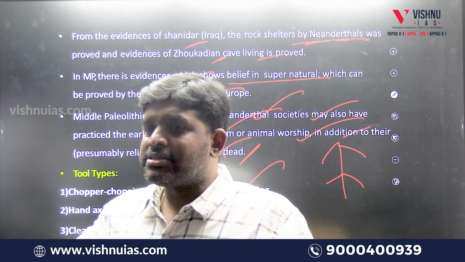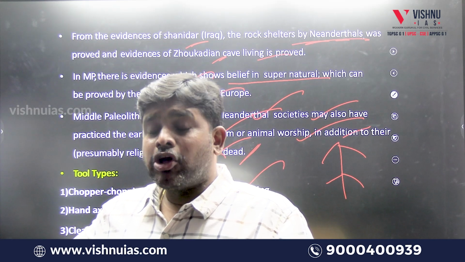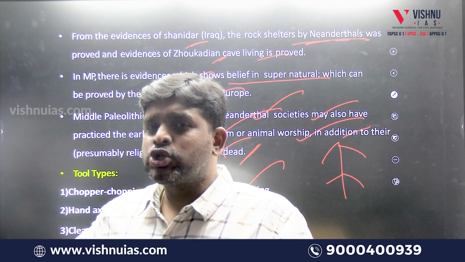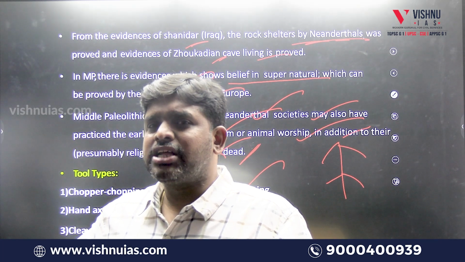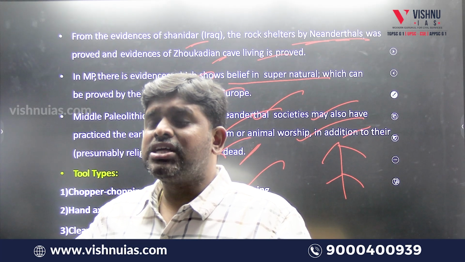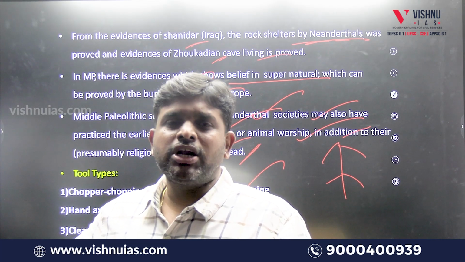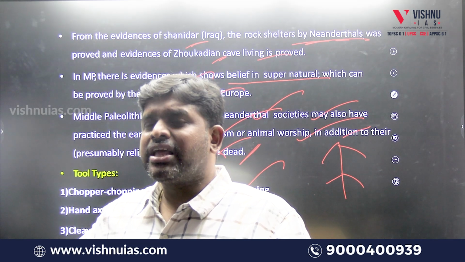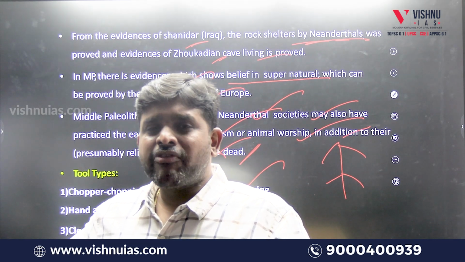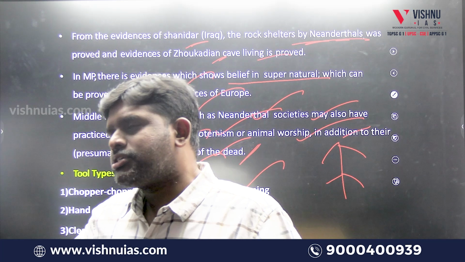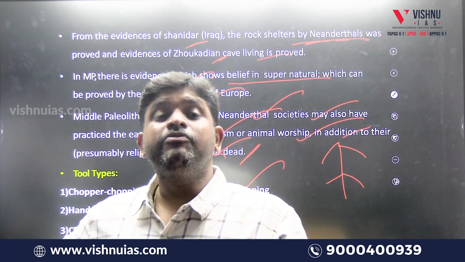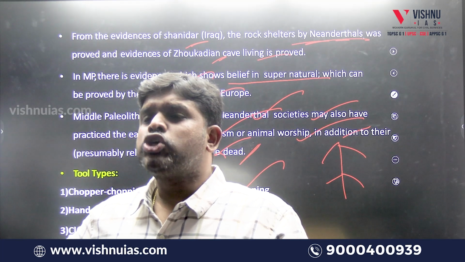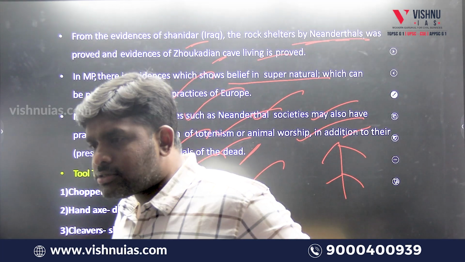Cave living was present, rock shelters were present. We also came to the conclusion that there were some supernatural beliefs. How did we come to this conclusion? We saw some symbols on rock shelters and cave living. There might be symbols of worship, hence called totemism. Few animals were there, hence there might be worship of animals, hence it's called animal worship. So the main tool typology of Middle Paleolithic, apart from flake tools, is what? Hand axes, chopping tools, and cleavers.